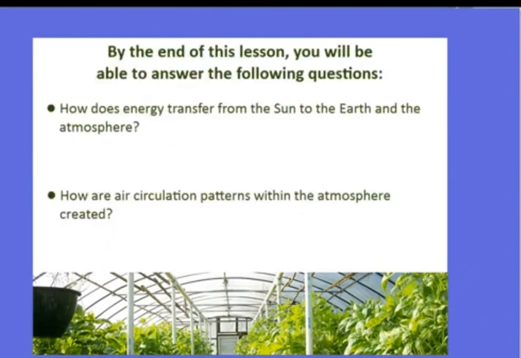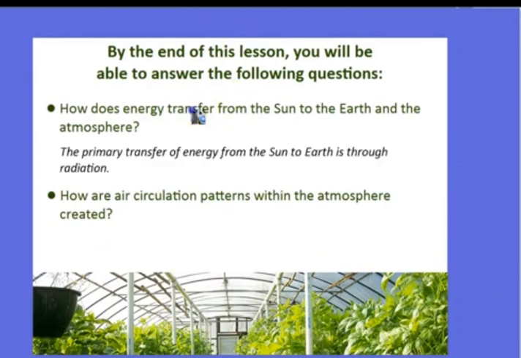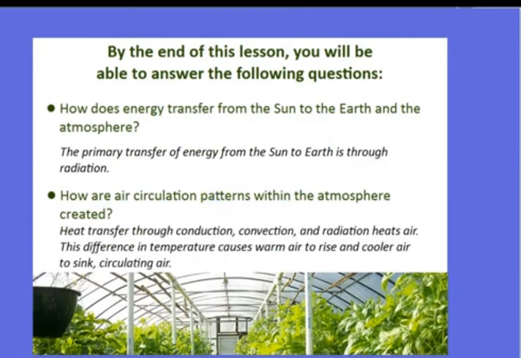By the end of this lesson, you should be able to answer these two questions. One, how does energy transfer from the sun to the Earth and the atmosphere? Well, essentially, the primary transfer of energy from the sun to the Earth is through radiation. And I spent the last 8 to 10 minutes talking about this last question. How are air circulation patterns within the atmosphere created? Well, they're created because heat transfers through conduction, convection, and radiation.